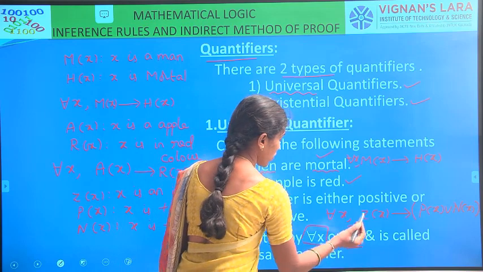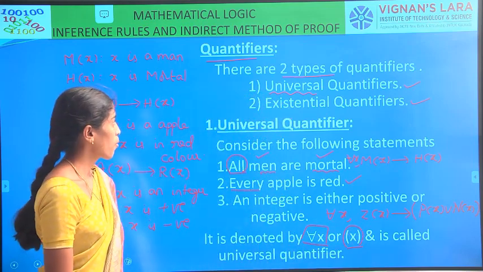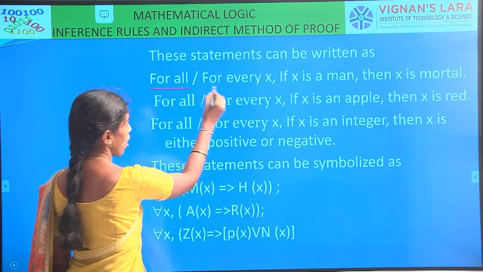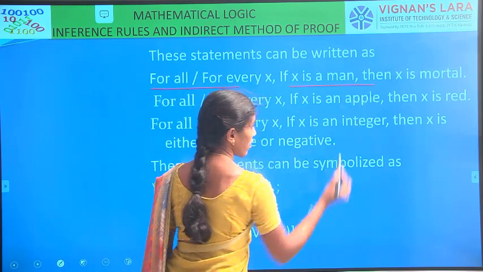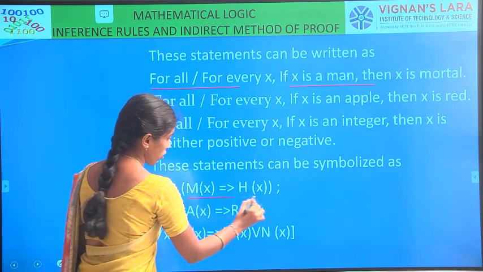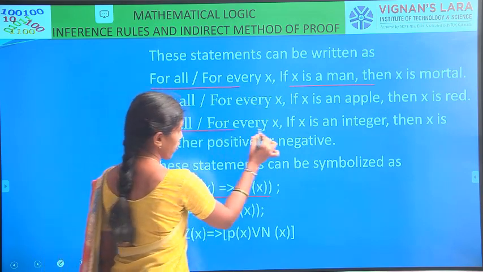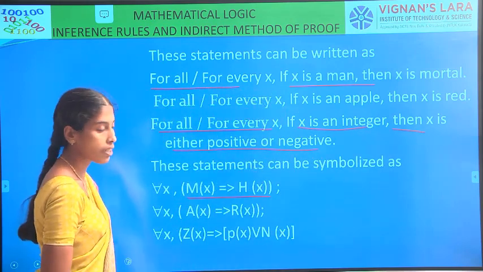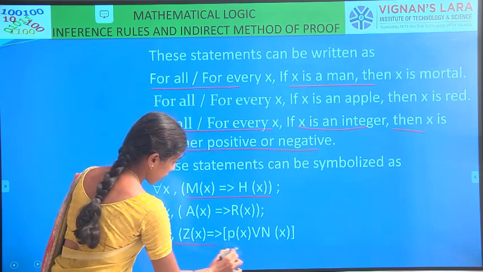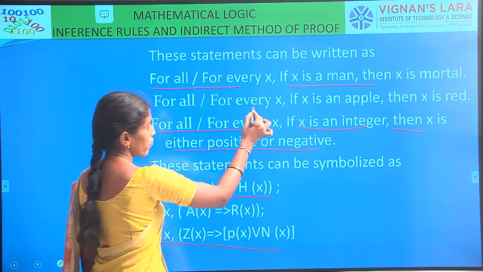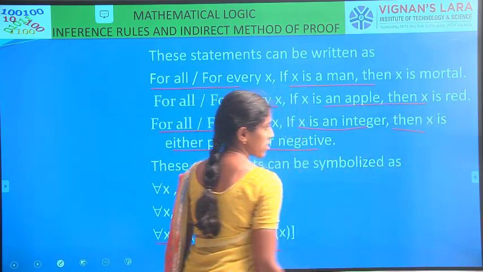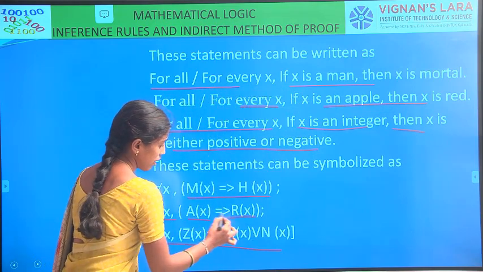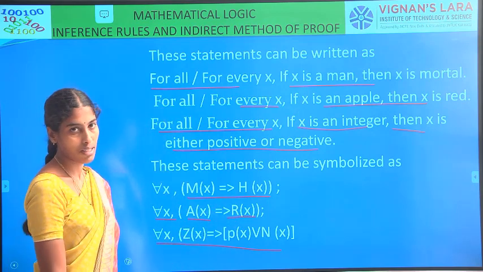It is denoted by these two symbols, right? Next, the same thing explanation here. For all or for every x, if x is a man, then x is mortal. It is denoted by this. For all or for every x, if x is an integer, then x is either positive or negative, which is represented by this. For every x, if x is an apple, then x is in red color. So for every x, if x is an apple, then conditional statement r of x, right?